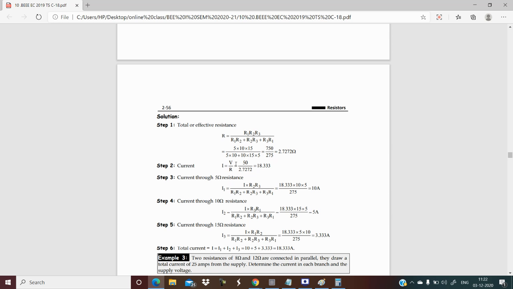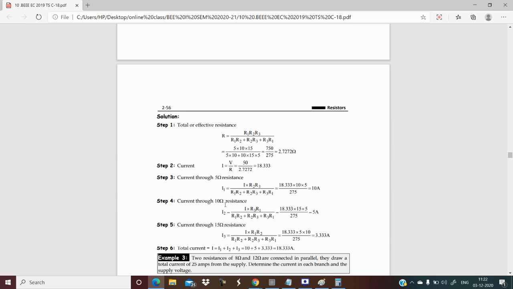Now we have to calculate the current I. I is equal to V by R, which is equal to 50 divided by the resistance. So we will get 18.333 amps. Now we have the total current, and we have to calculate the individual currents. According to the current division formula, I1 is equal to I into R2 R3 divided by R1 R2 plus R2 R3 plus R3 R1. Substitute the values we already know. So we will get the answer of 10 amps. So I1 is 10 amps.